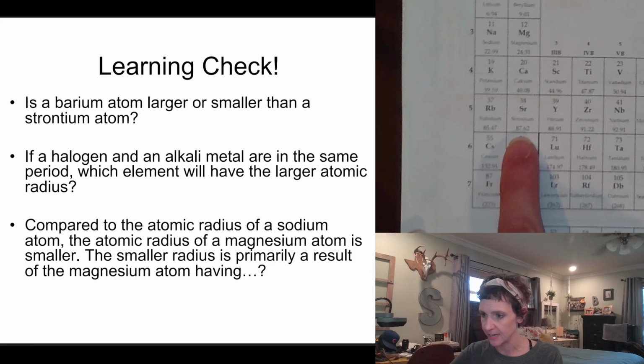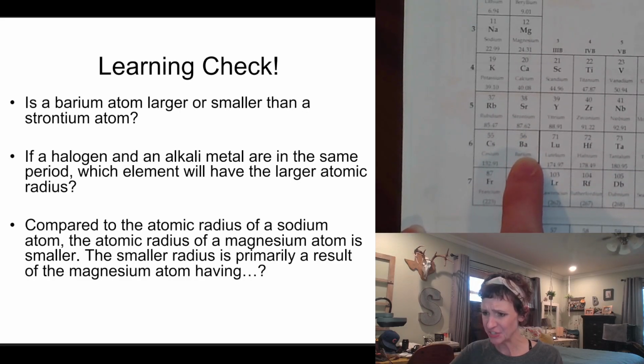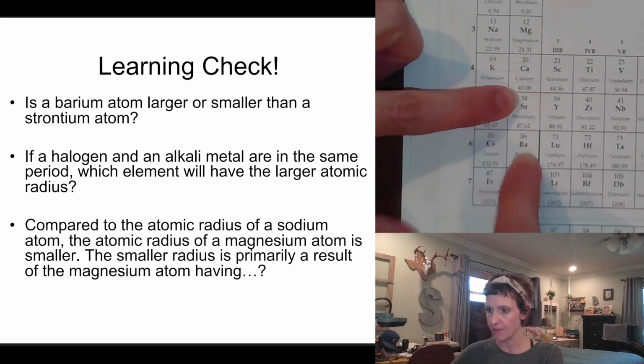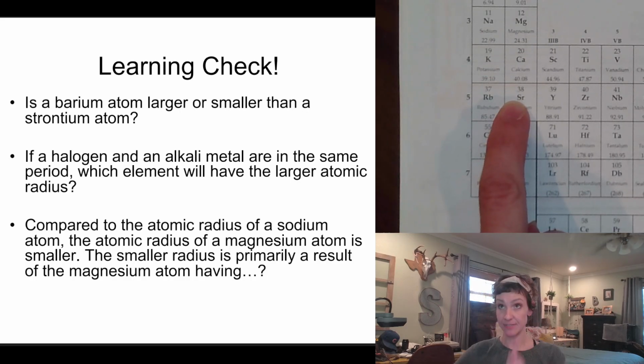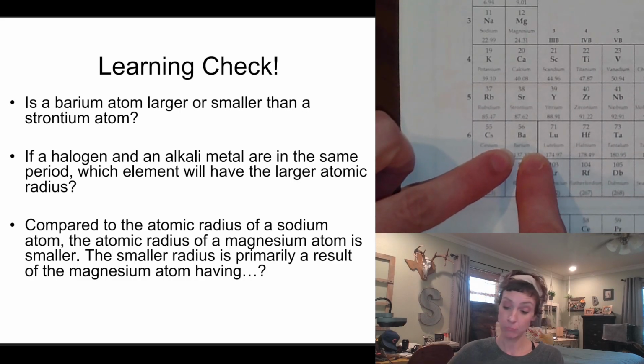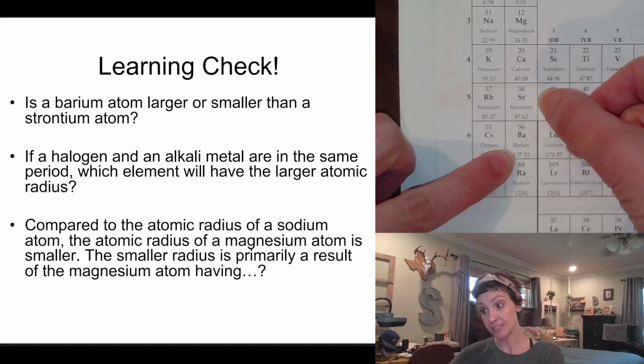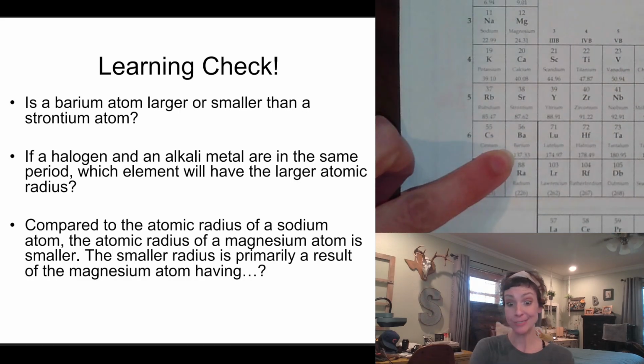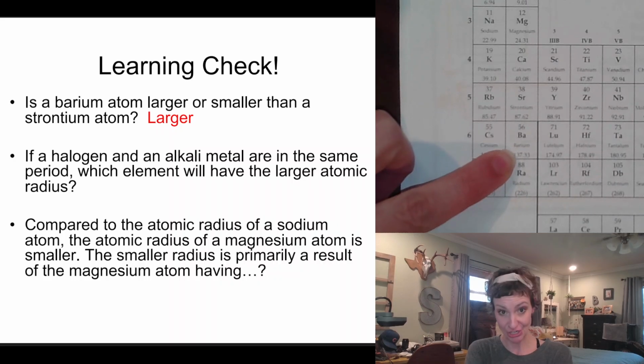So barium is down here, right? And then strontium is right above him. So I'm comparing two elements in the same group. So already I'm visualizing. Same group, yes, energy levels get bigger as I go down. The question is asking, is barium larger or smaller than strontium? Well, barium is down that group a little bit further than strontium. So barium is going to be larger.